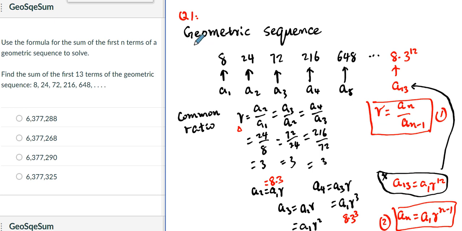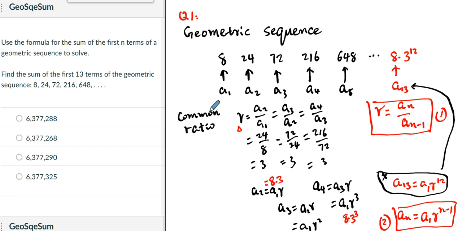In this video clip, we will talk about geometric sequence. Look at this sequence. The first term is 8, second term is 24, third term is 72, and the fifth term is 648. So I use A1 to denote first term, A2 to denote the second term, A5 to denote the fifth term. So the fifth term, A5, equals 648.